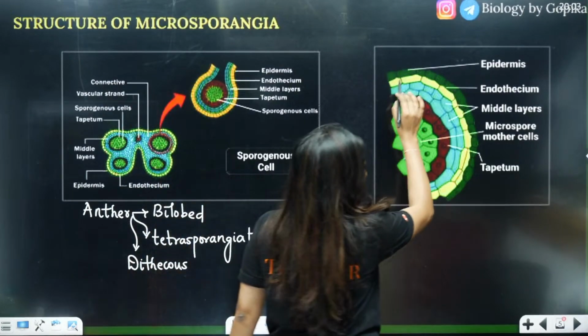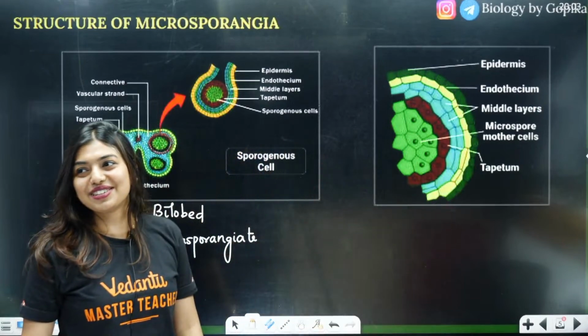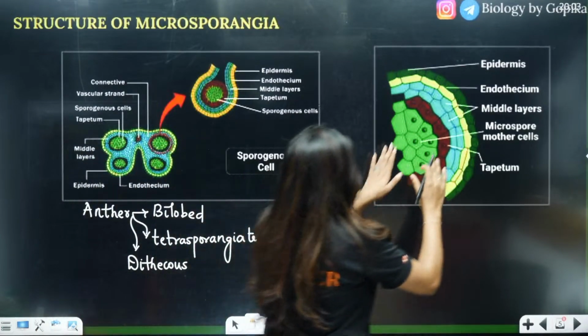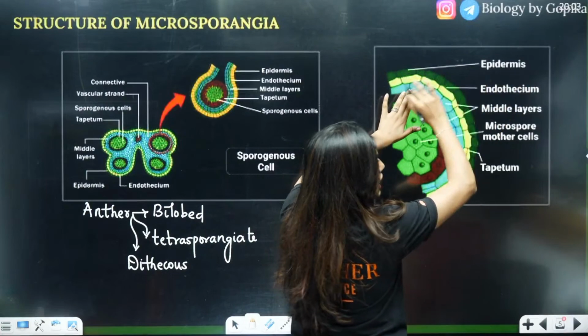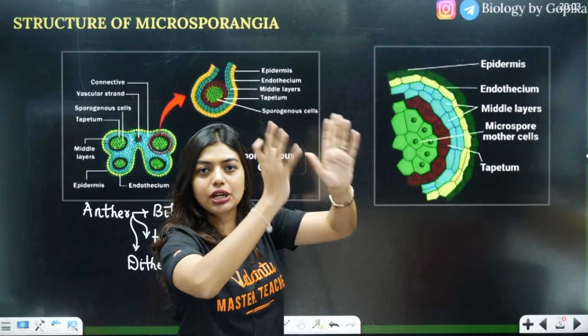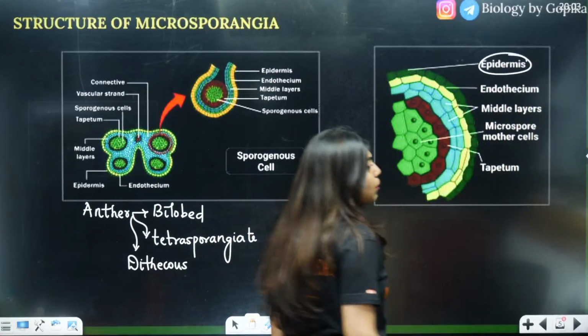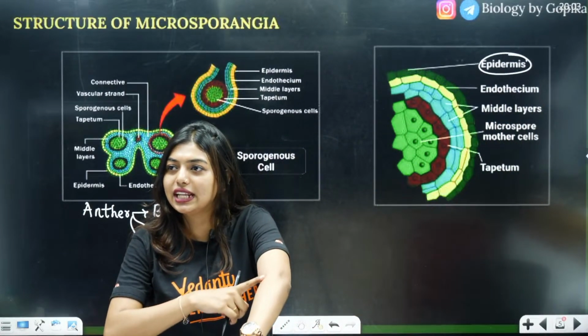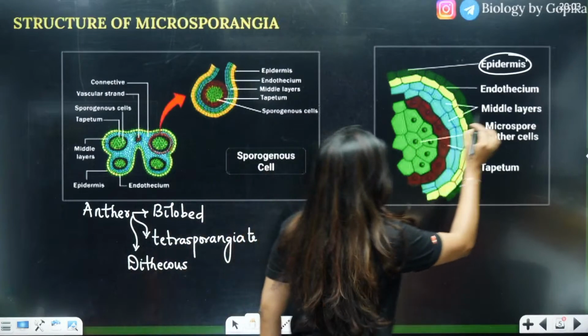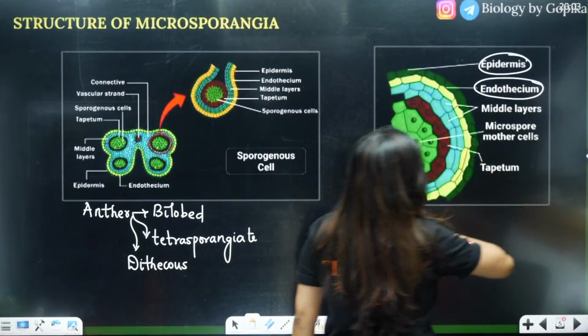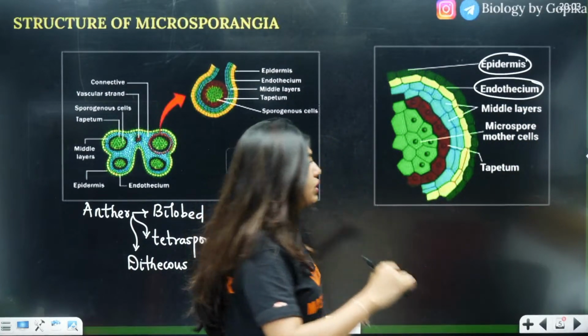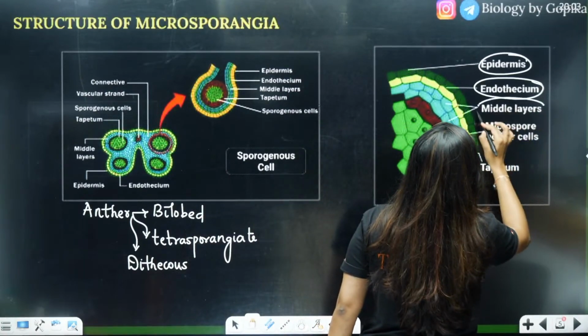So open your biology book, all of you, right now. Look here, these are the different layers. The first layer of the microsporangium is going to be the epidermis. Even on our skin we have epidermis. The next layer is going to be the endothelium. The third layer is going to be the middle layer.